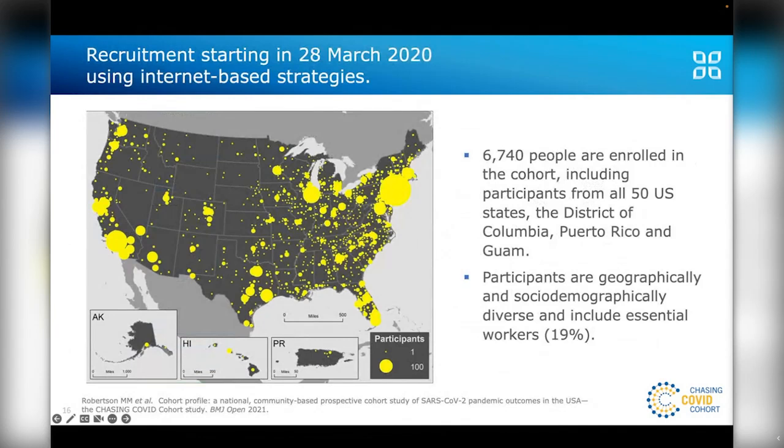This is what the geographic distribution of the cohort looks like. Participants came from all 50 US states, the District of Columbia, Puerto Rico, and Guam. They were geographically and sociodemographically diverse. And while we didn't actively recruit essential workers, we ended up with about 19% of participants in this really important epidemiologic group.